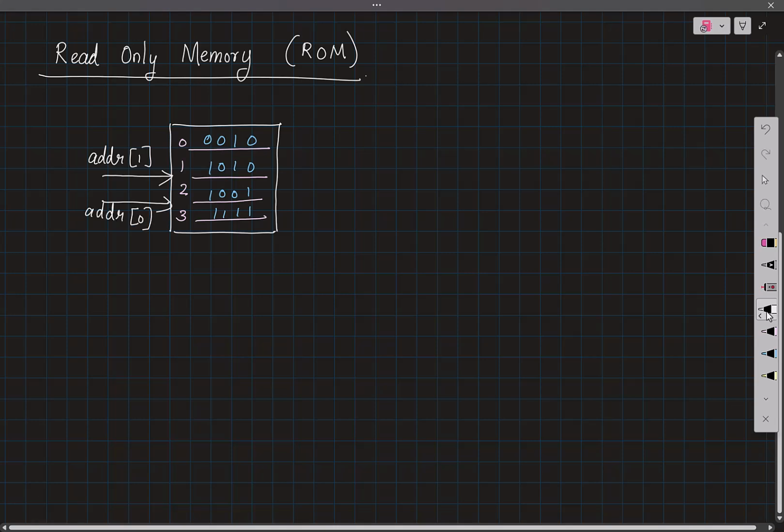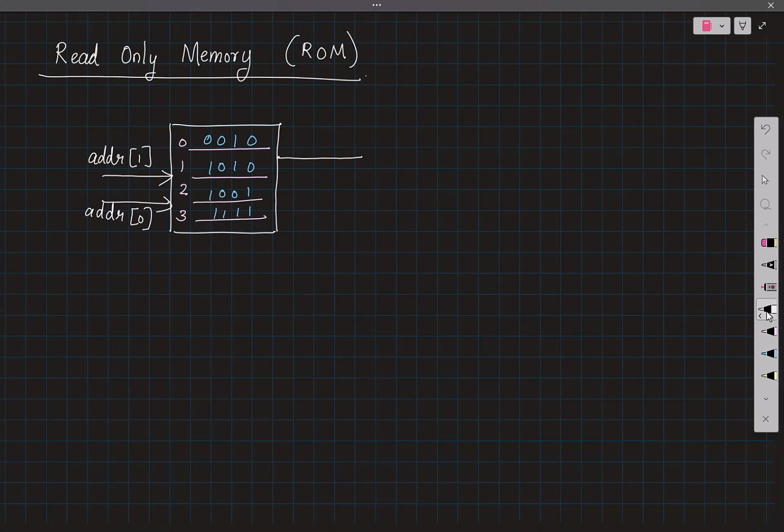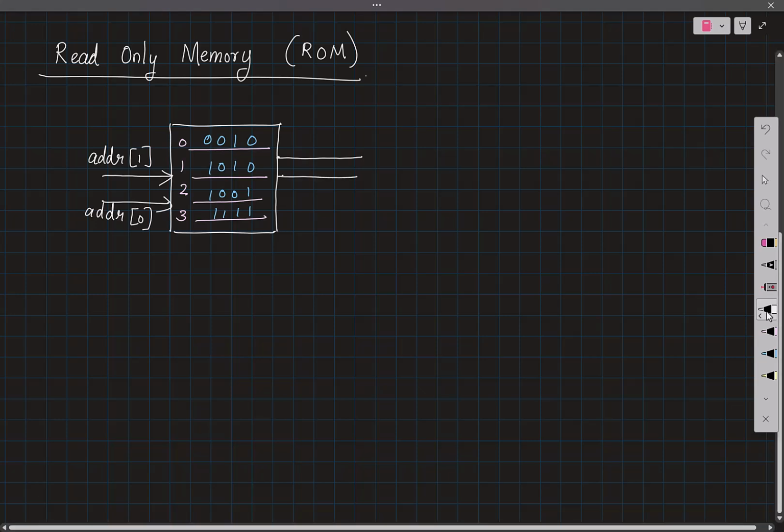Right? And what will be the output? You are going to read out the contents in that position. And because you have a 4-bit information in each position, you will have a 4-bit output. I'll call this O3, O2, O1, and O0.